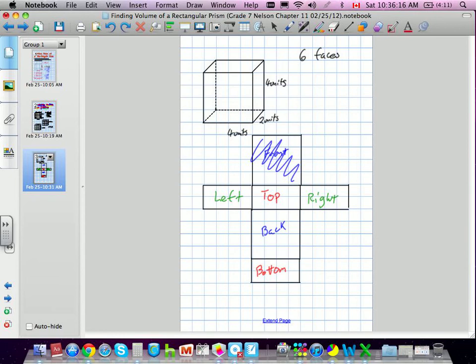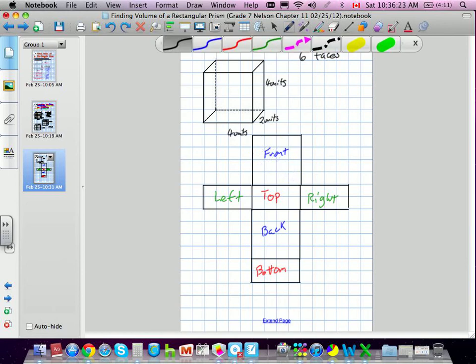This was 4 by 4, right? How long was this? 2. How wide was it? 4. How about this one? How wide? 4. And how tall? 2. How about this guy? 4 by 4, yeah. And the bottom is 2 by 4. And of course, let's do this one here, by 4.